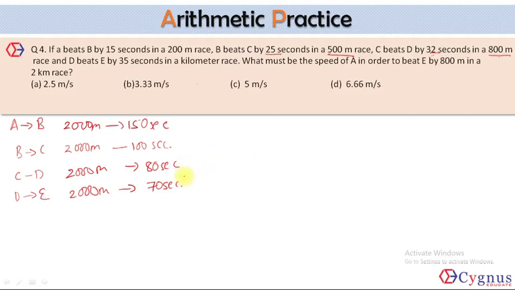Now what is the question? What must be the speed of A in order to beat E by 800 meters in a 2 kilometer race? You're looking for what? Speed. And I want to beat him by 800 meters.